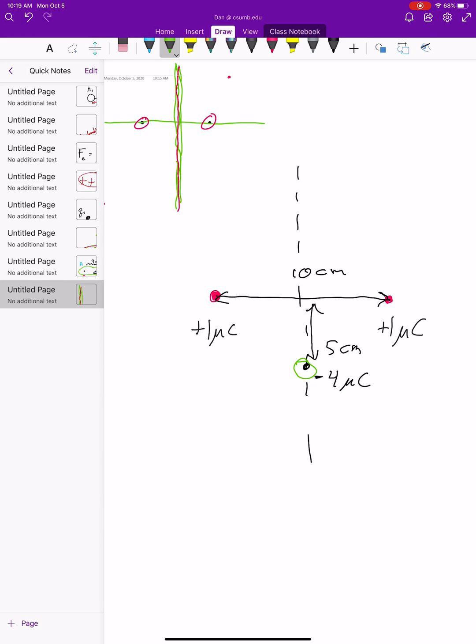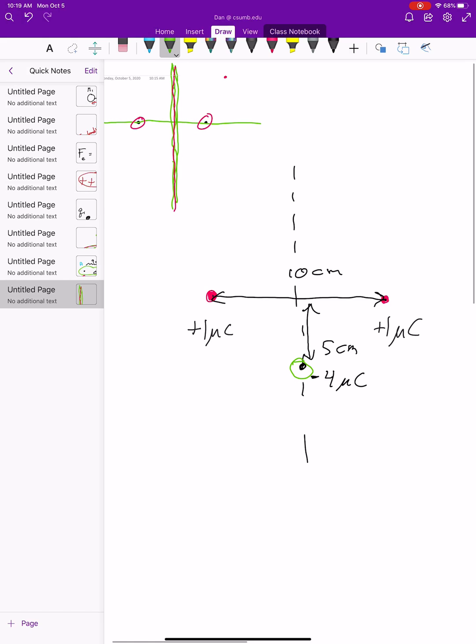The approach I'm going to take is the same as when they were all on a line. I'm going to look at what's the force that this one exerts on this charge here, and what's the force that this one exerts on this charge here, and add those two effects together. So let's take a look at it. This is a positive charge, that's a negative charge, so they're going to be attracted to one another. I'm only interested in the effect on the negative 4 microcoulomb charge, so I'll draw that arrow in there to reflect that.